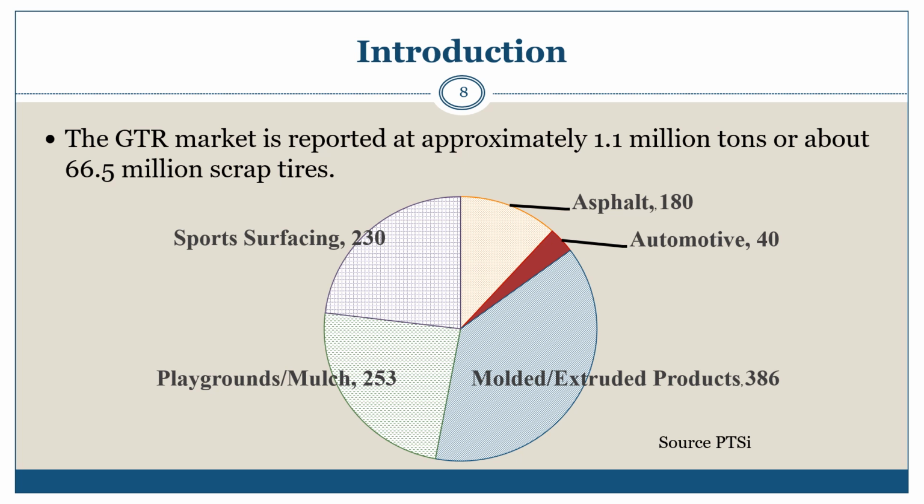The GTR market is reported to be slightly more than 1 million tons or about 66 million scrap tires. GTR modified asphalt pavement represents 17% or approximately 180,000 tons or 11.3 million scrap tires. Asphalt modification showed an increased consumption of 4.1 million scrap tires from 2017 to 2019, or an increase in consumption of 51.3% over 2017 reported consumption.